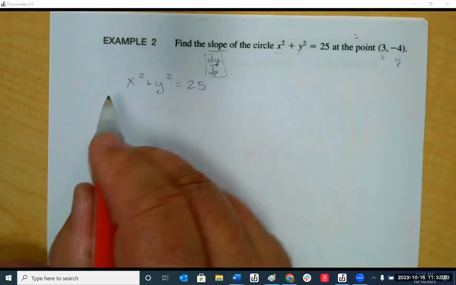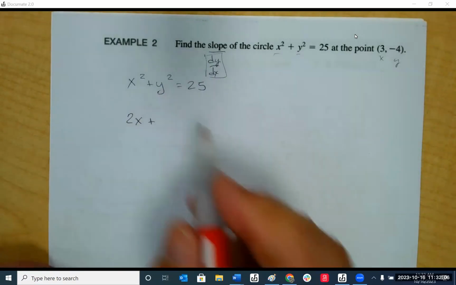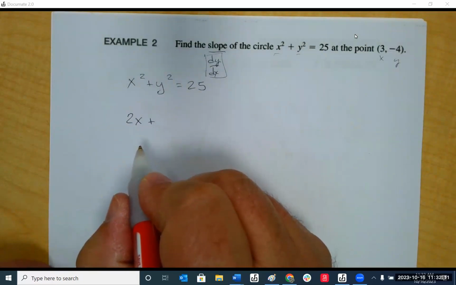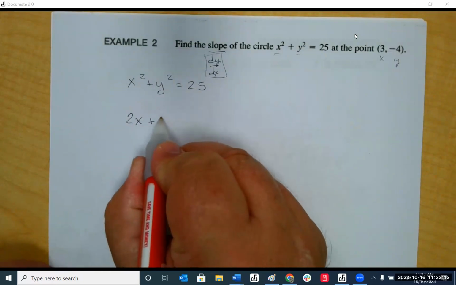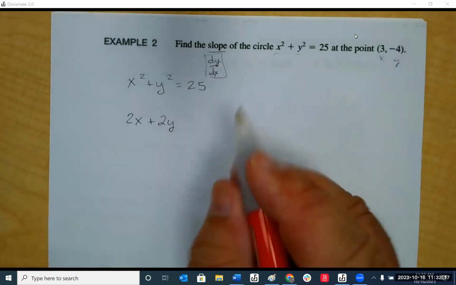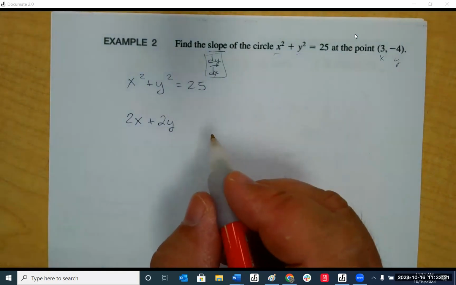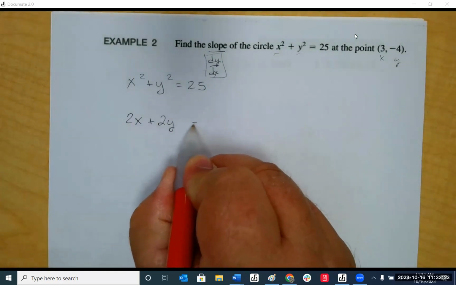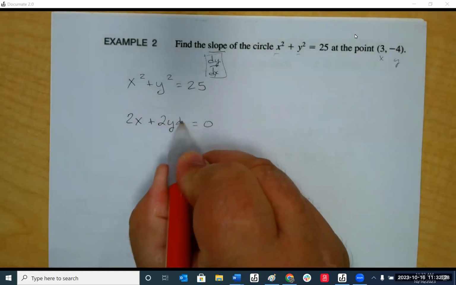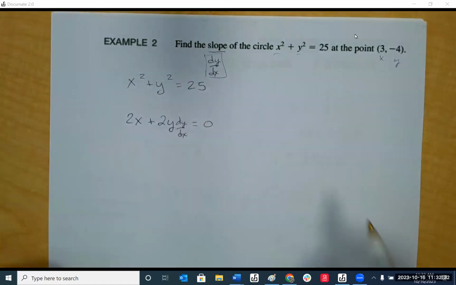So what's the derivative of x squared? The derivative of y squared? No, not 2x. Or I mean, yeah, 2y. You're not done yet. Still not finished. Oh, plus. Whenever you take a derivative of y, you have to put a dy dx afterward.